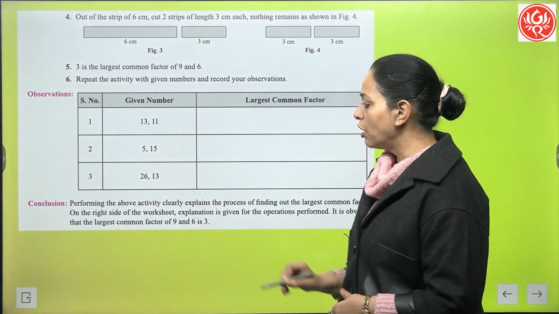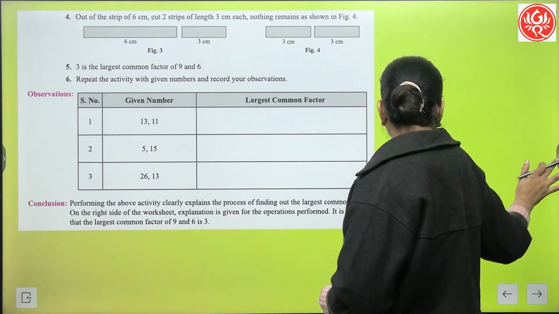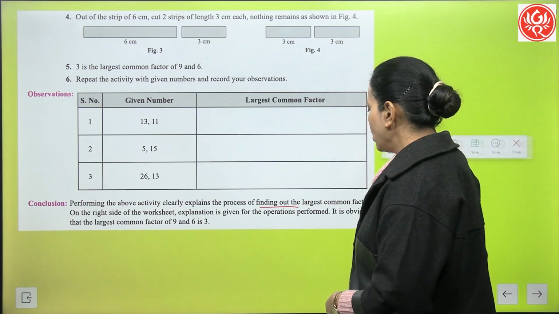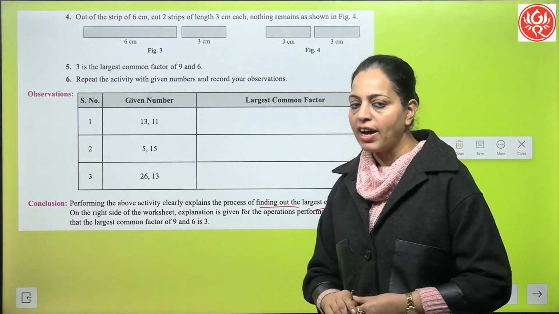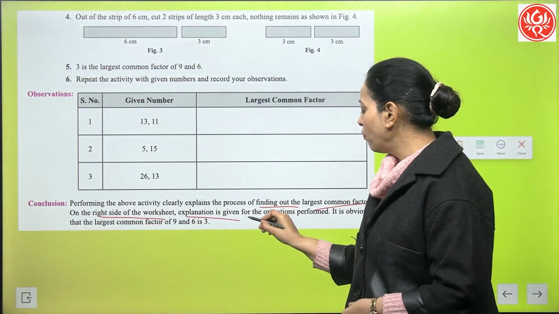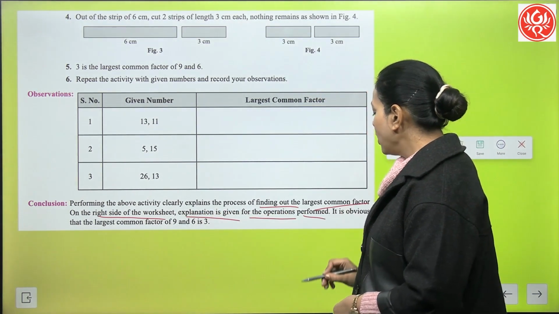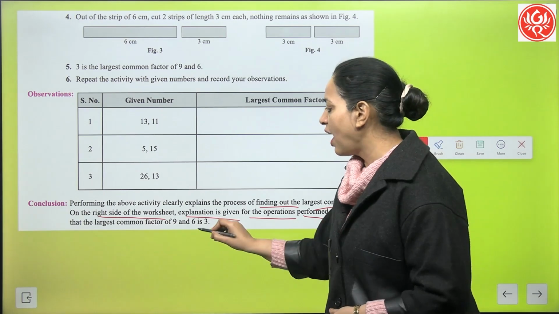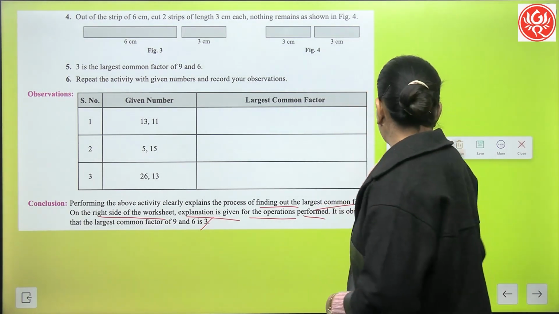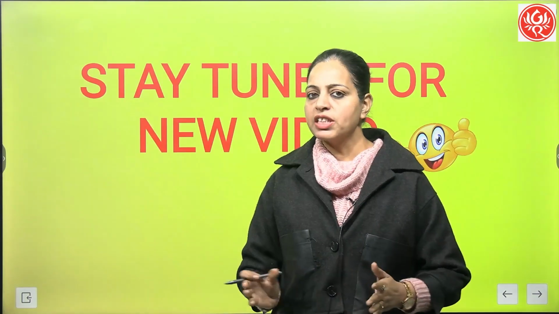So conclusion, performing the above activity clearly explains the process of finding out the largest common factor. On the right side of the worksheet, explanation is given for the operations performed. It is obvious that the largest common factor of 9 and 6 is 3. Right? So I hope this is clear to you.